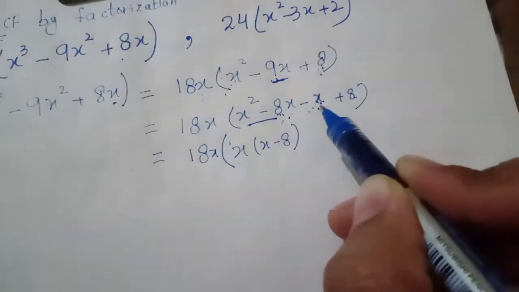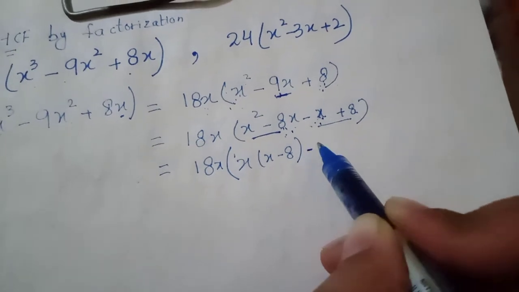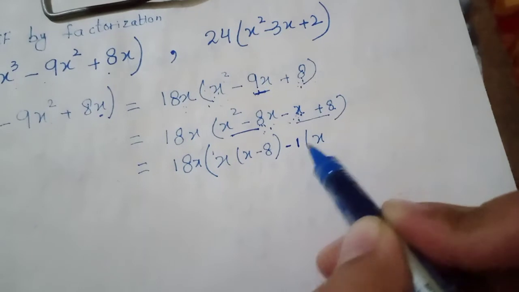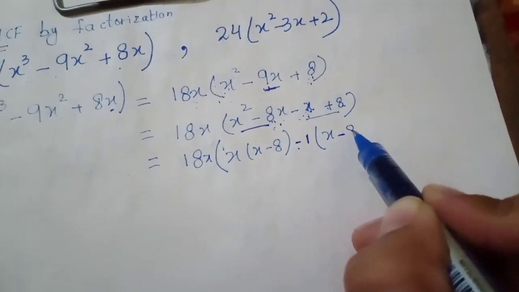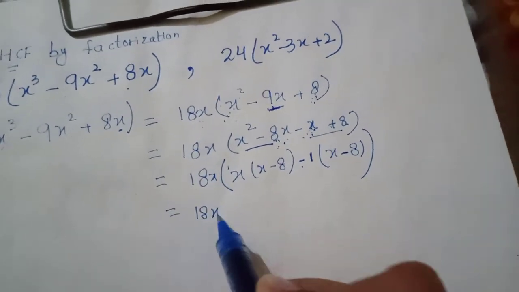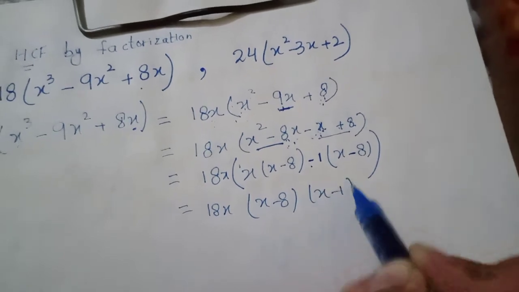Right? And what is the common of the next two numbers? When there is no common, you will take 1 as common. Minus 1 is common, and you have x left. When you have a minus sign outside the bracket, the inner sign will be changed. Is it clear? Now 18x, and you have x minus 8 and x minus 1.